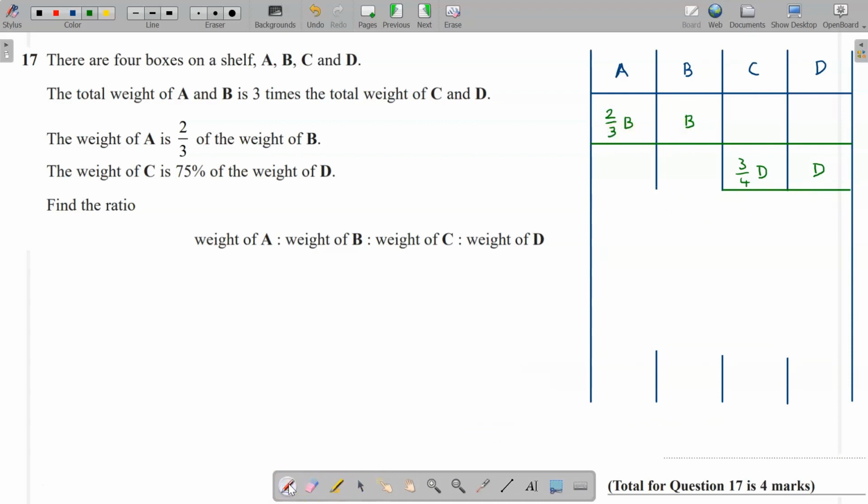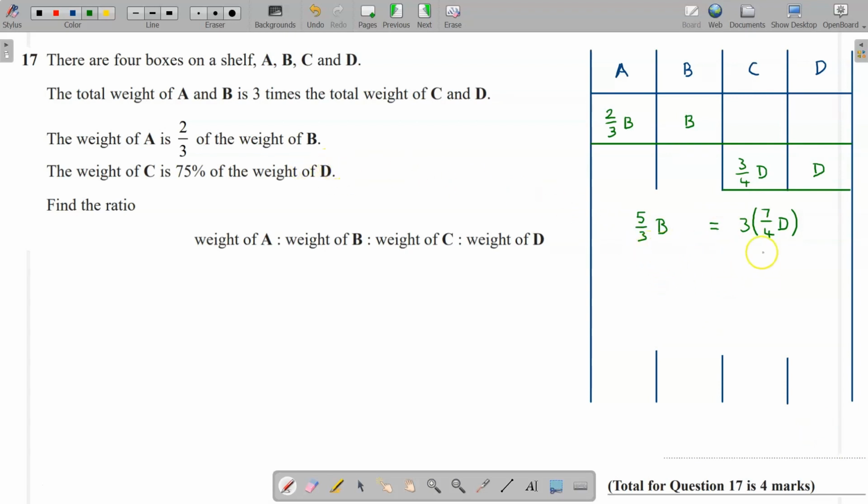We can now say that 2/3 of B plus B is 5/3 of B. I've just added those together. That's why I've removed that divider there and put it in the middle. And I can say that that equals 3 times 7/4 of d, because 3/4 of d plus d is 7/4 of d. Need to put a bracket around that, really. Now it's an equation, you see, because we're told that they're equal.